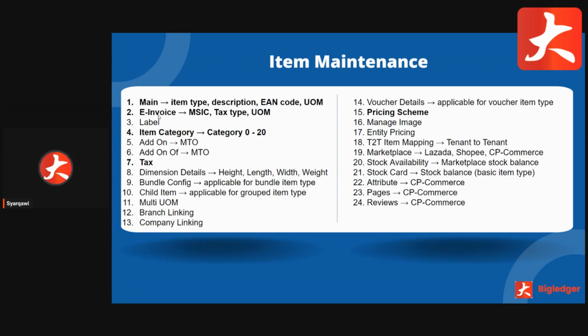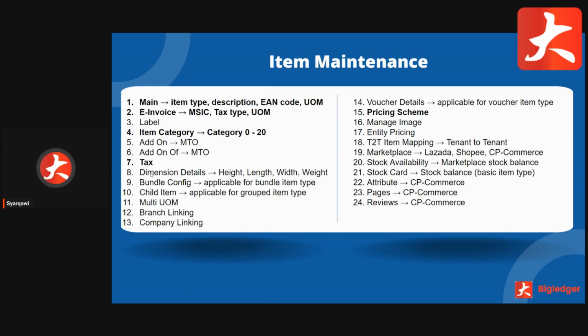And then we have label. This one is used if you want to label the item, then you can make use of that label. We also have item category, which is from category 0 to 20. And then we have a tab for add-on and add-on off. These two are basically for the MTO, which is the made to order function. This one we are not going to cover. And then we have the tax tab for you to specify whether this item is tax applicable or not. And if yes, is it under sales tax or purchase tax?